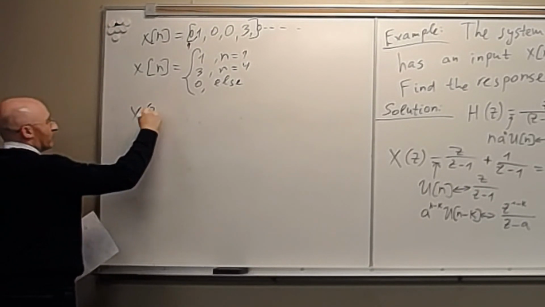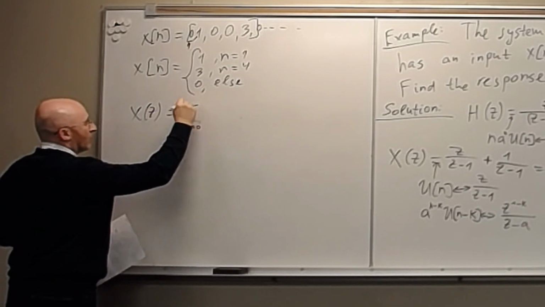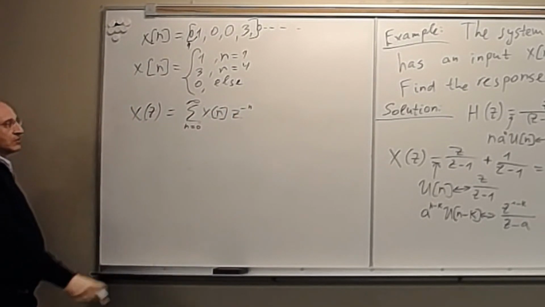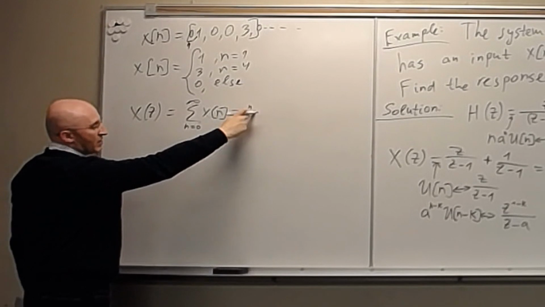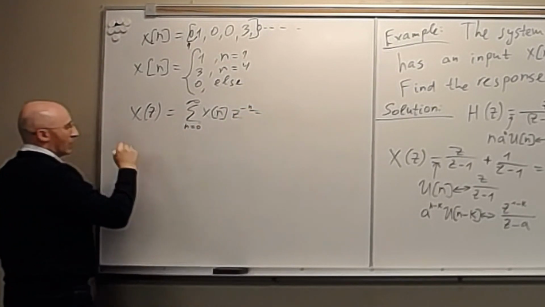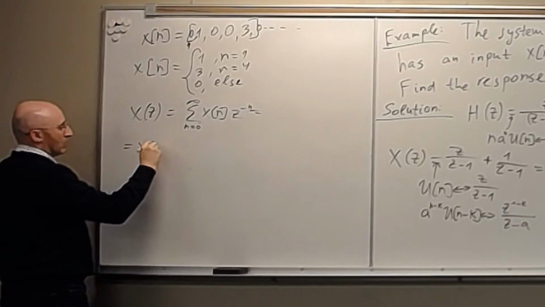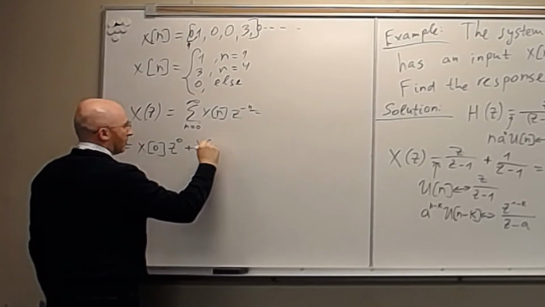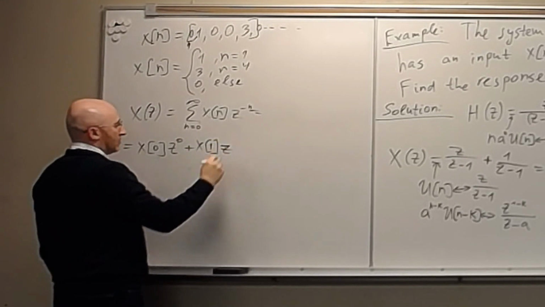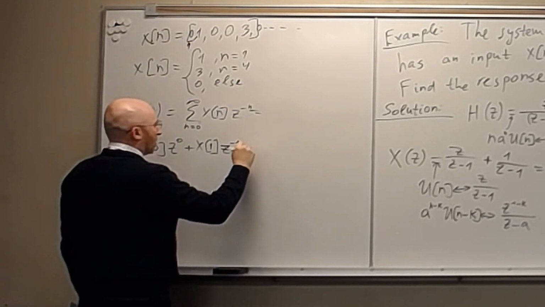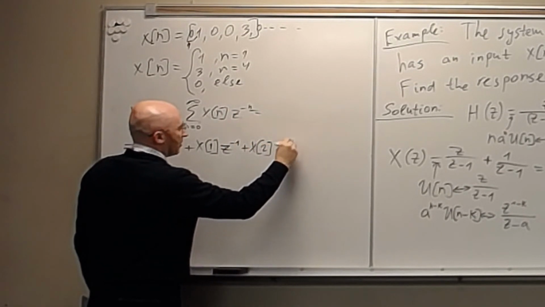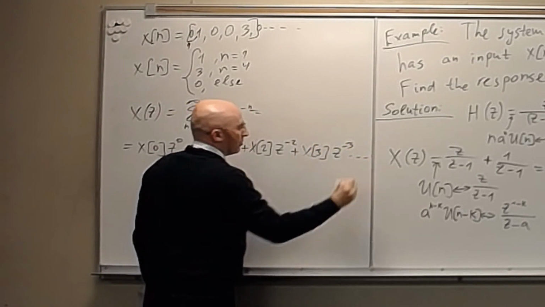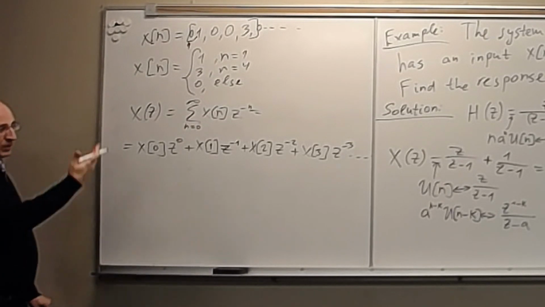So the definition: X of z equals sigma from 0 to infinity of x of n, z to the minus n, right? So it's x of 0, z to the minus 0. Let's write it explicitly. It's x of 0, z to the power of 0, plus x of 1, z to the minus 1, plus x of 2, z to the minus 2, plus x of 3, z to the minus 3, and so on. This is what it is.